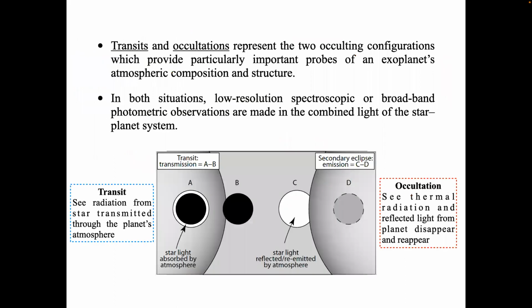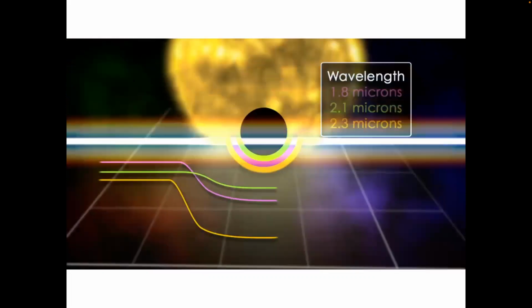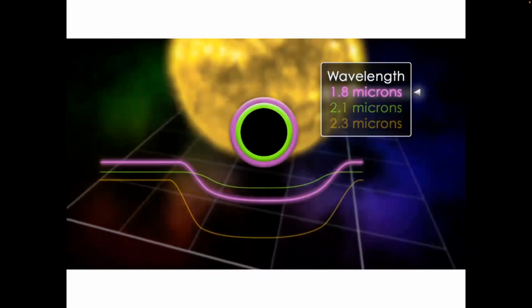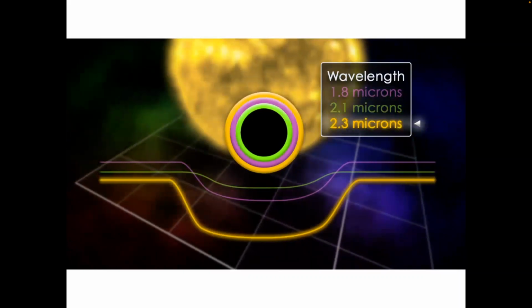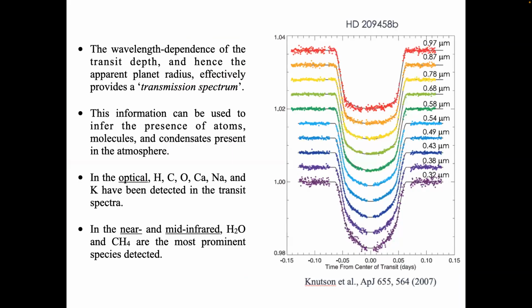I have an animation here. You see, if you observe the transit at different wavelengths, you can measure different transit depths, because some light is absorbed by atoms and molecules in the atmosphere of the planet. So you can observe a transit at different wavelengths, measure different transit depths, and then have different measures of the radius, and you obtain the transmission spectrum of the planet.